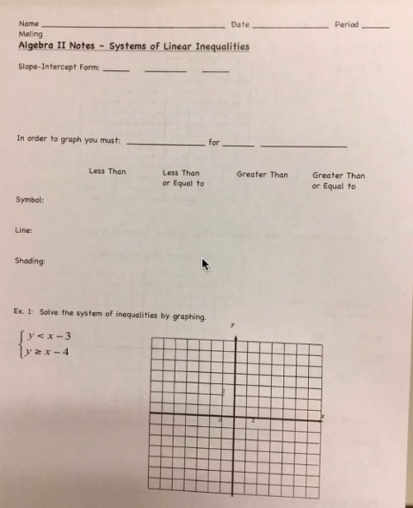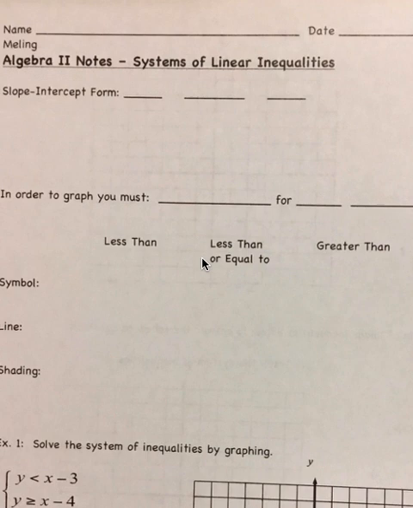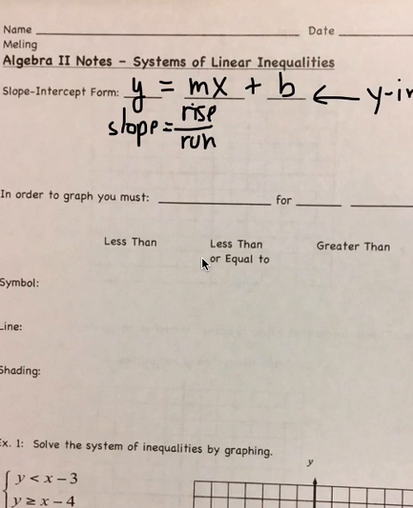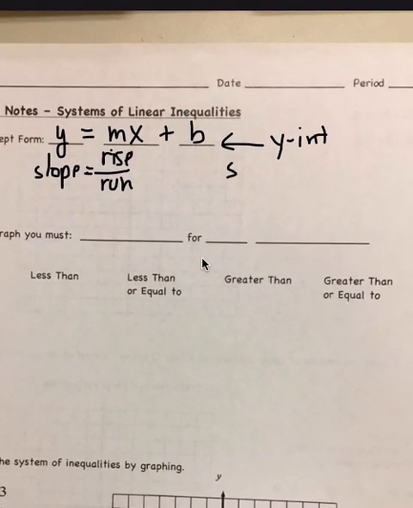Systems of linear inequalities. So we've been talking about systems of linear equations for a while. Now, the slope-intercept form, hopefully you remember from geometry, y equals mx plus b. Just remember m is our slope, and that is rise over run. And our y-intercept is the b value. If you think about it, that is our starting point of every graph that's a linear equation.